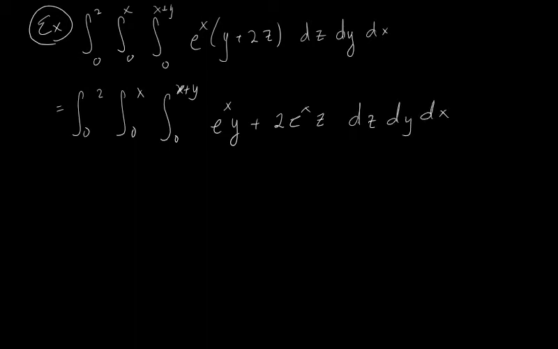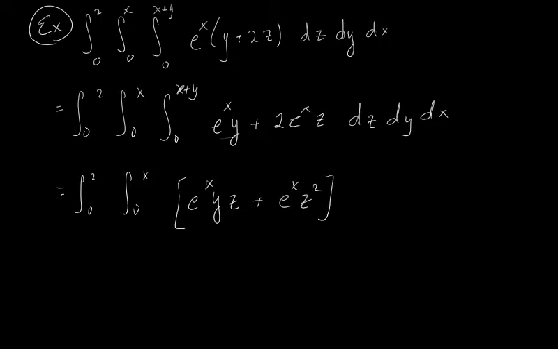Integrating with respect to z, the first term does not have a z, so that's a constant. Integrating a constant, we just multiply it by z. So this is our integral from 0 to 2, integral 0 to x. We have e to the xy times z plus 2e to the x times z. We add 1 to the exponent on z and divide, so we get e to the x times z squared. We'll evaluate that from 0 to x plus y, and then integrate the result with respect to y and then with respect to x. These are z values, so we are going to substitute those in for z.